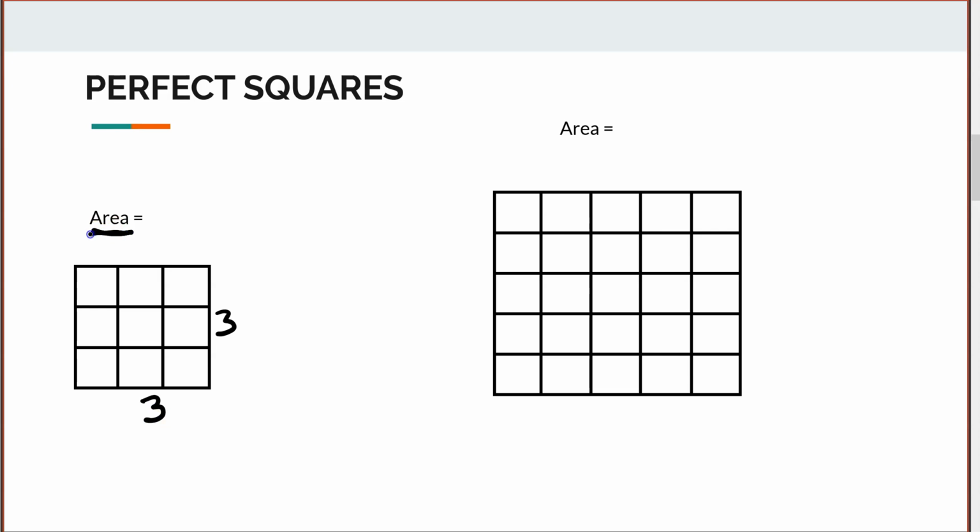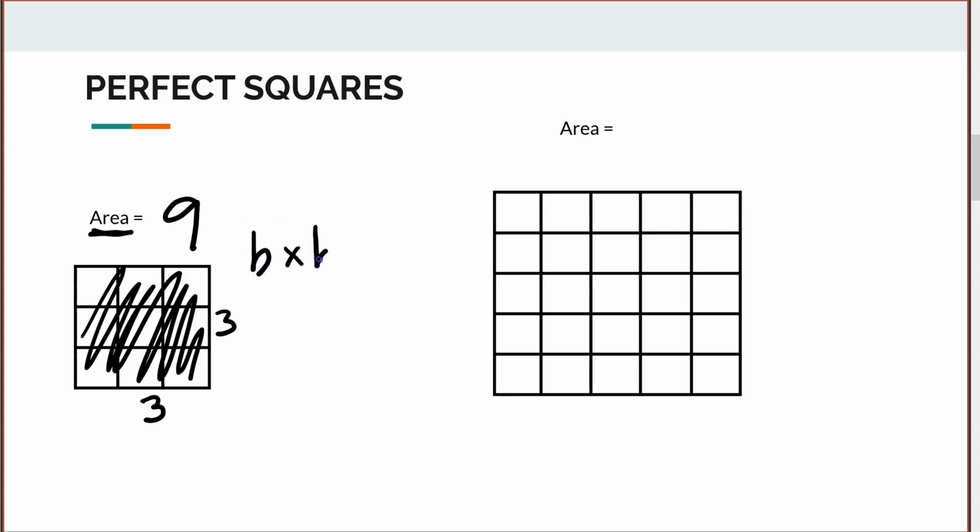Now, area. What is area? Area means the inside of a figure. So here, the inside of this figure is how many little squares? It will be 9. Now, how do you find the area of a square? If you remember, it is base times height is your area. Here my base is 3, my height is 3, so my area is 9. Now what is another way that we can write this?